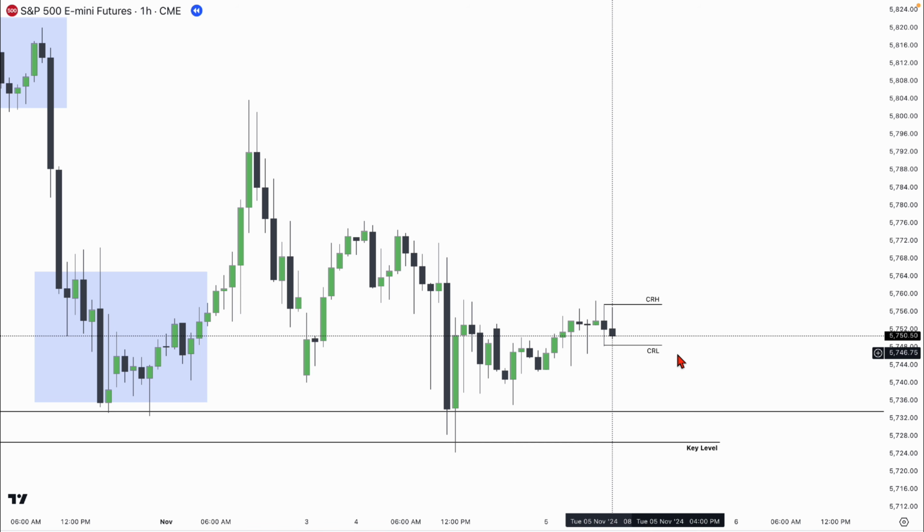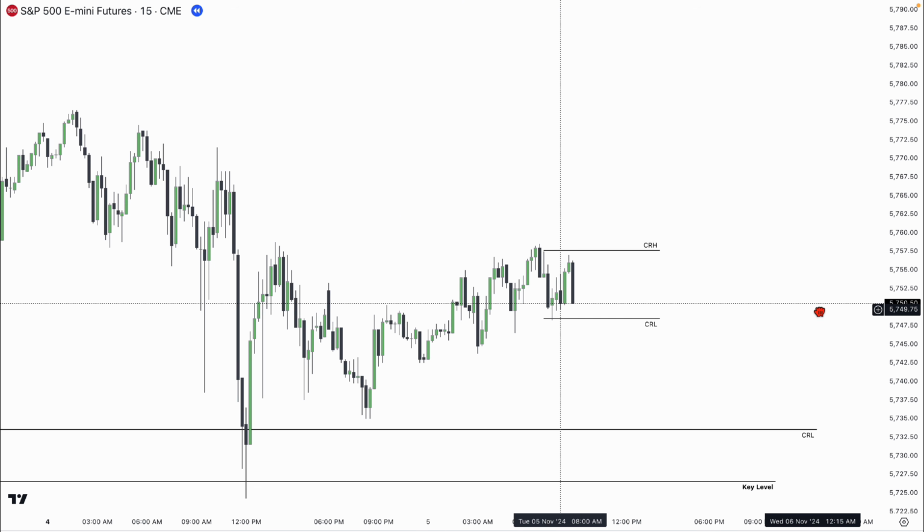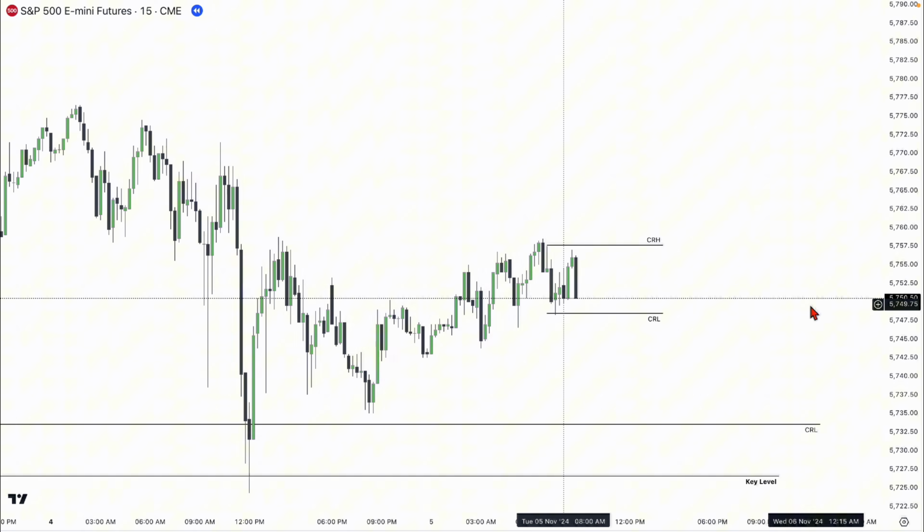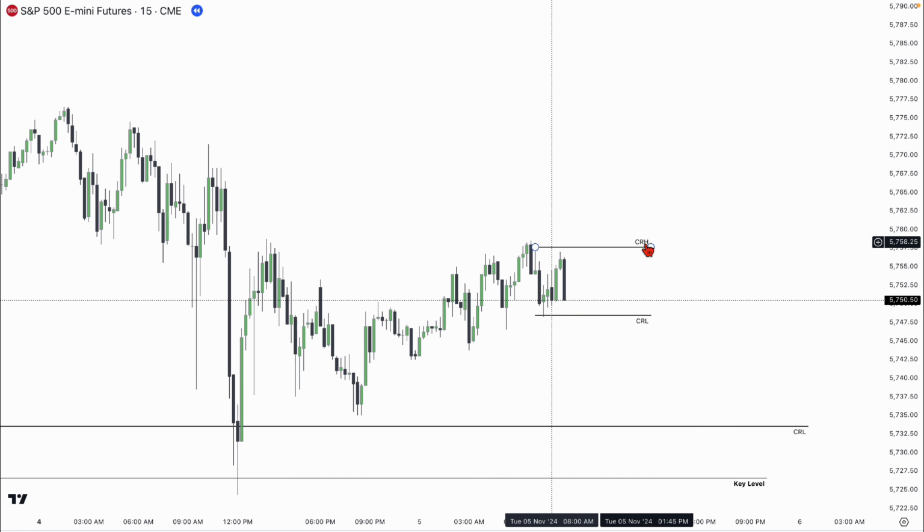We have marked the high and low, and now we switch to the 15-minute time frame and look for a lower time frame CRT. Alright, we are on the 15-minute time frame now, and we will wait for the 8 AM candle's high or low to be swept, and for a lower time frame CRT to form, and to decide our next move. Let's see what happens next.